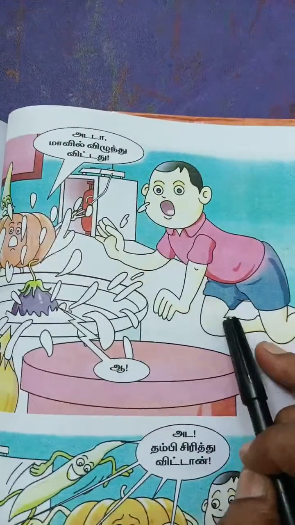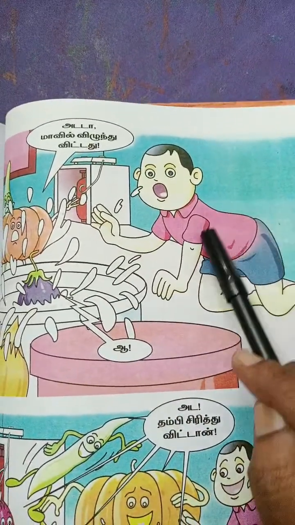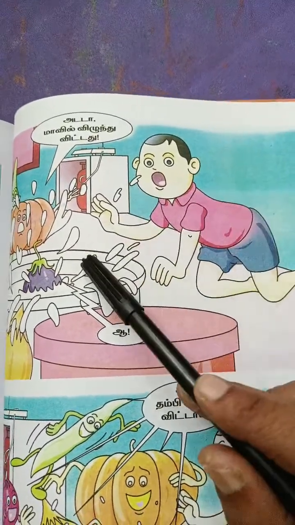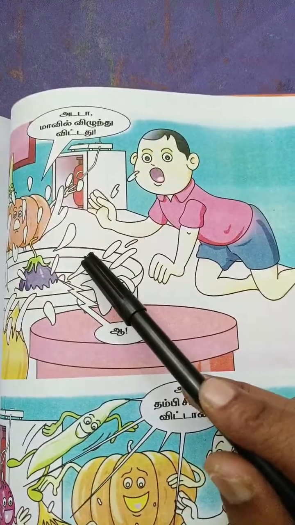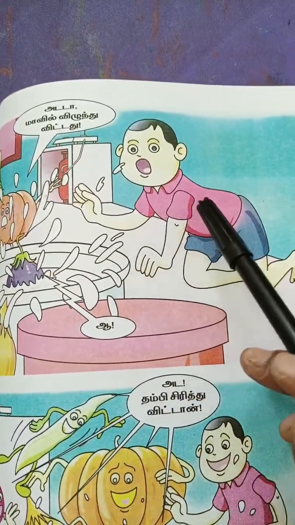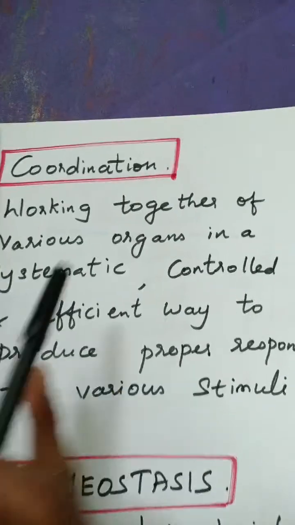Let me say one more example. So look at this picture. This picture is also an example of response to stimuli. See, one brinjal is falling down, and this boy is reacting accordingly. So this is also a response to stimulus. Okay. So next we are going to see what is coordination.